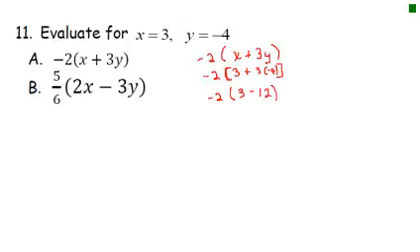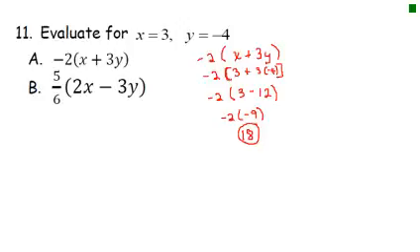And then 3 minus 12 is -9. And so then I multiply 2 times -9, which gives me 18. So the answer for 11A is 18. Okay, now let's look at 11B.